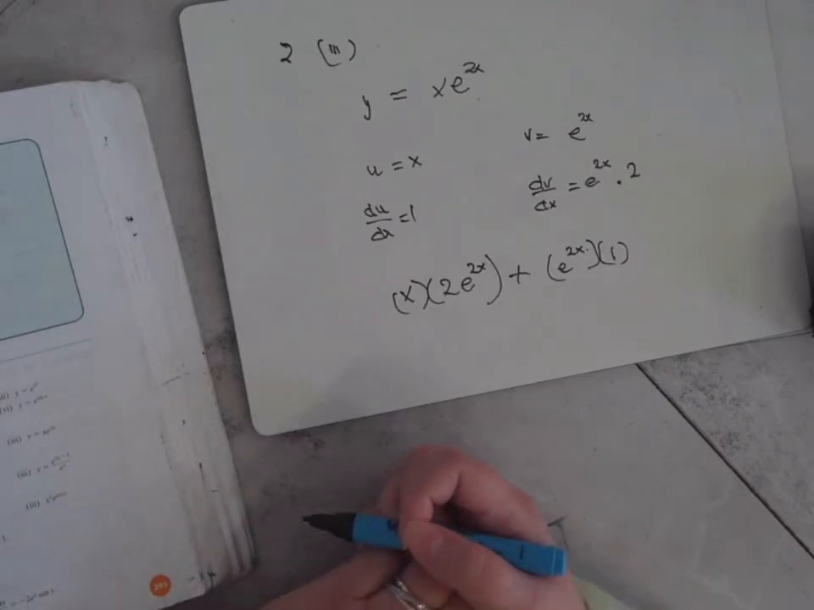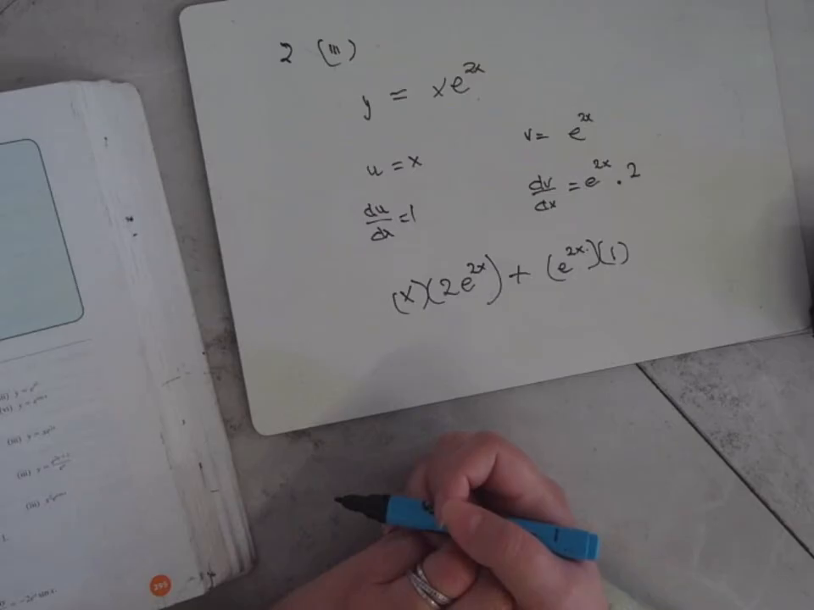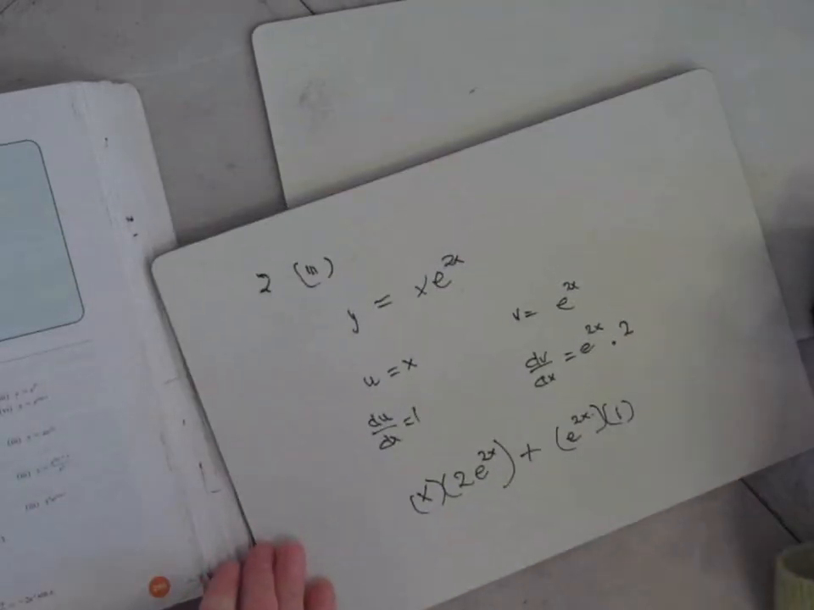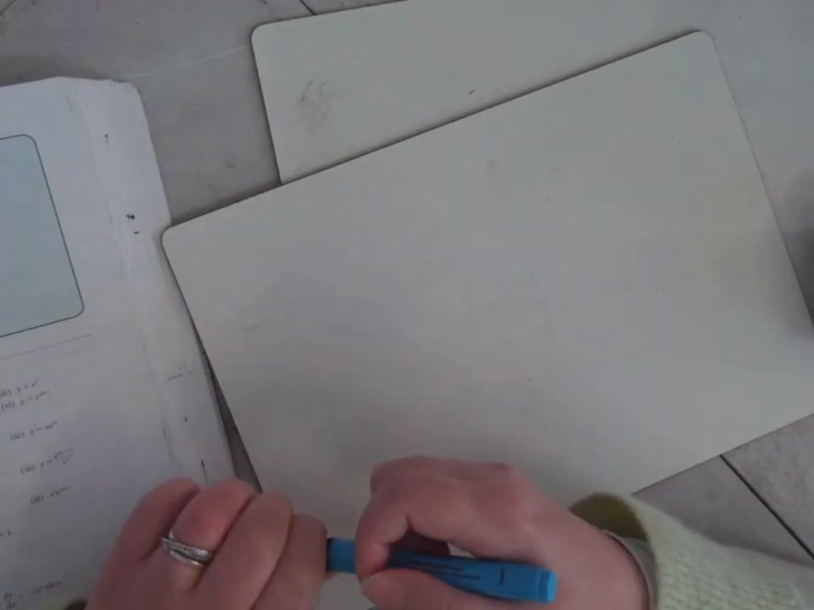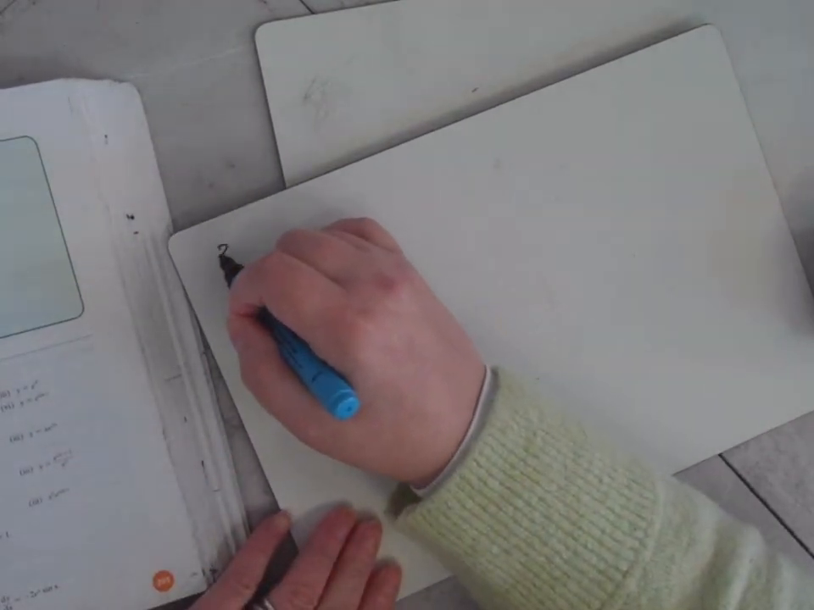So you had to recognise that was the product rule. Anything else from 1 to 7, please? 3 part 3. Right, so 3 part 3 is the quotient rule.